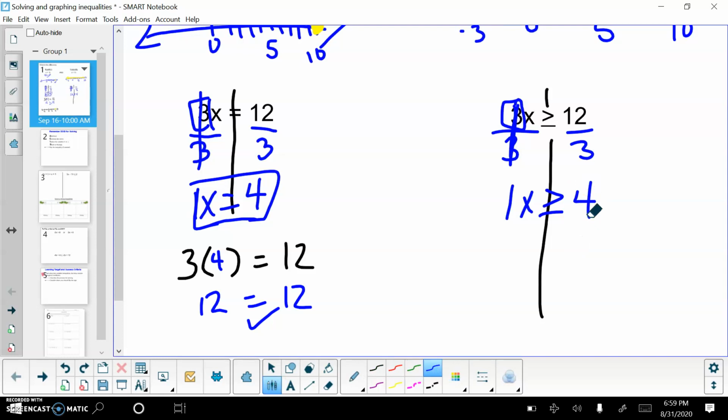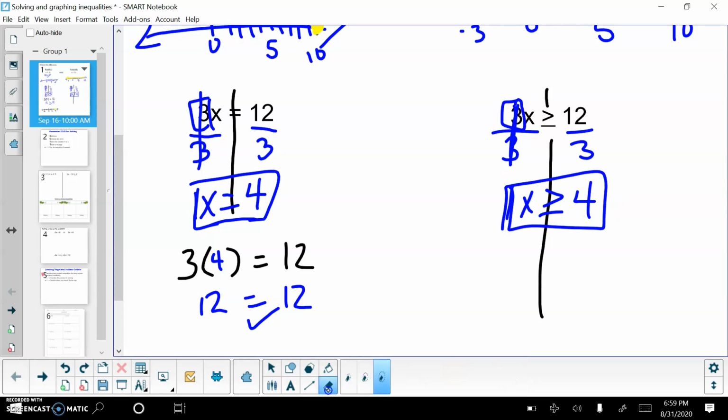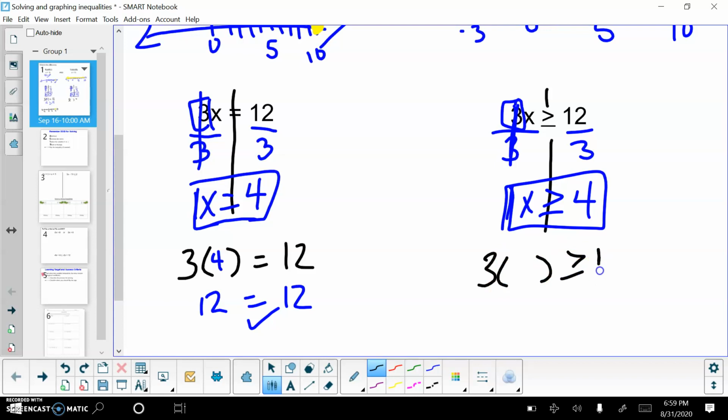So I get 1x is greater than or equal to 4, and I can just say x is greater than or equal to 4. And we already know if we put the 4 in, we get 12, so that works, because 12 is greater than or equal to 12. But let's pick a number that's bigger than 4, like a 5, and see if that works, because we're saying greater than should also work. So in place of the x, I'm going to put a 5, and then I'm going to work it out.